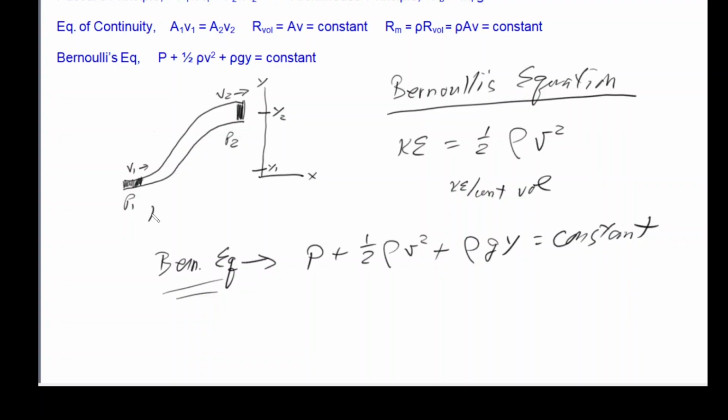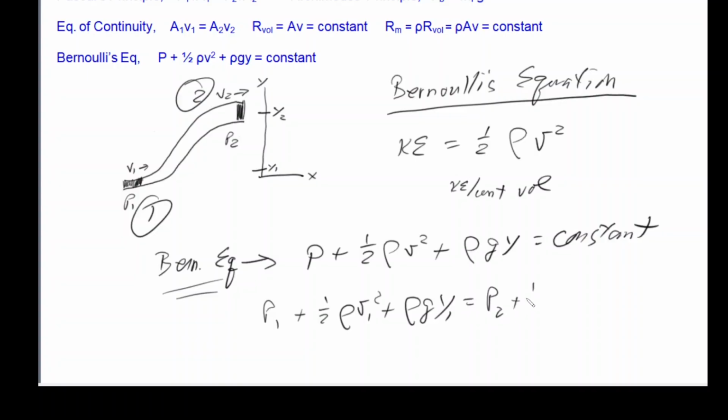So if we consider the inlet point 1 and the outlet point 2, we could say that pressure 1 plus 1/2 rho v1 squared plus rho g times y1 is equal to pressure 2 plus 1/2 rho v2 squared plus rho g y2.